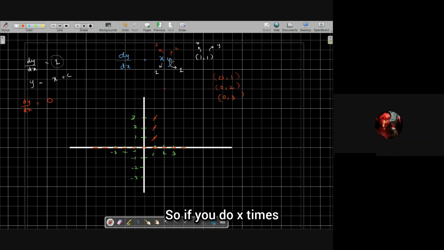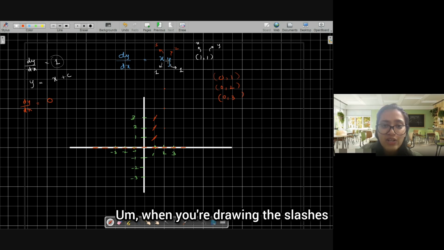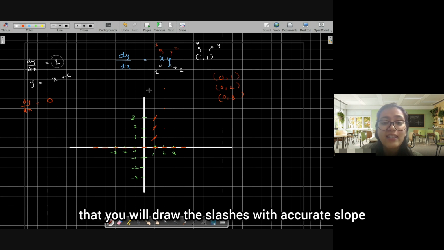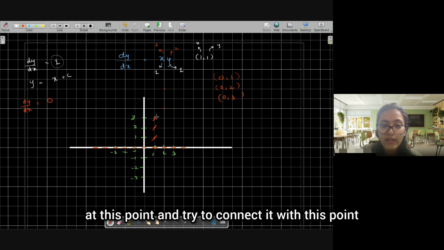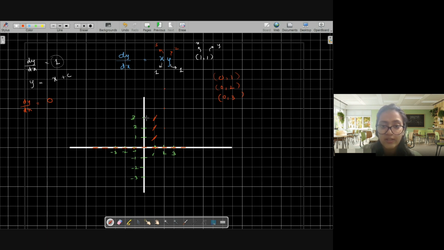How would you know if the slashes have the accurate slope? When you're drawing the slashes, there's no way to guarantee that you will draw them with accurate slope. If you want, you can use a scale: keep a ruler at this point, try to connect it with this point, and then draw a slash.